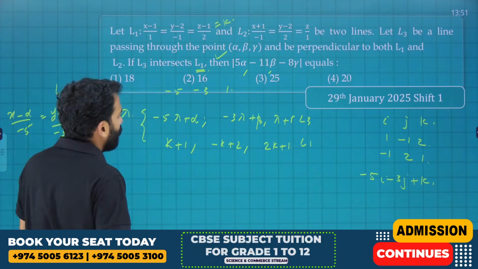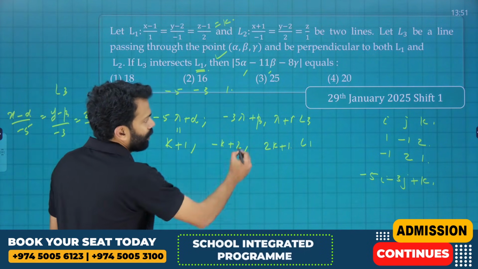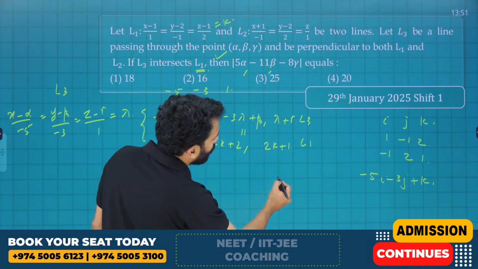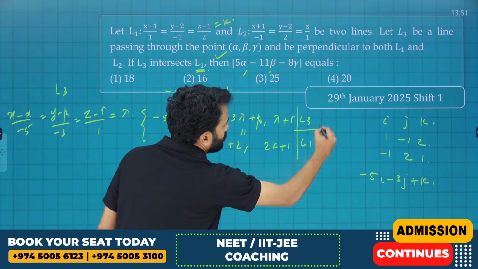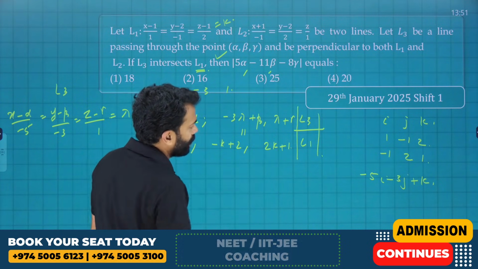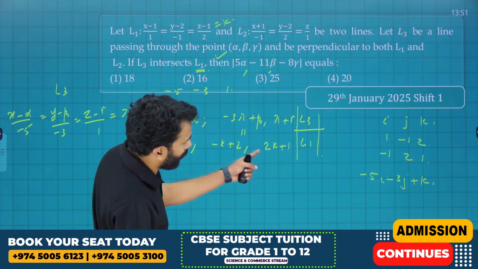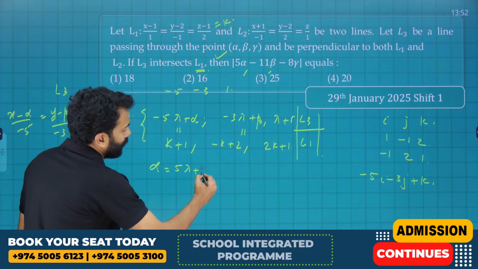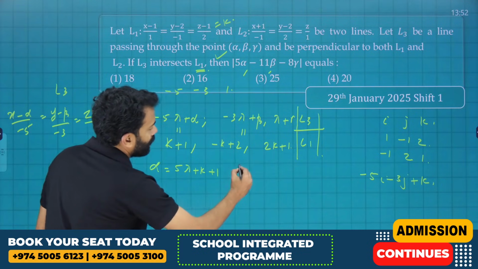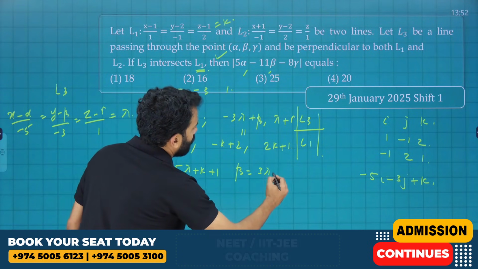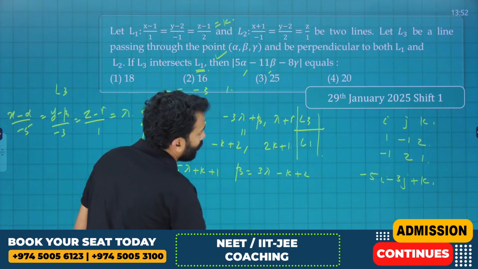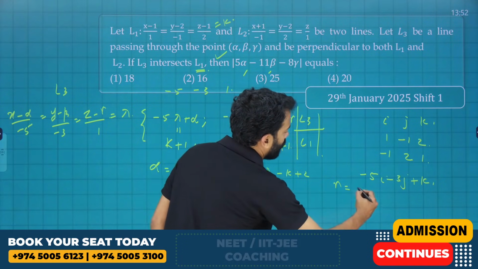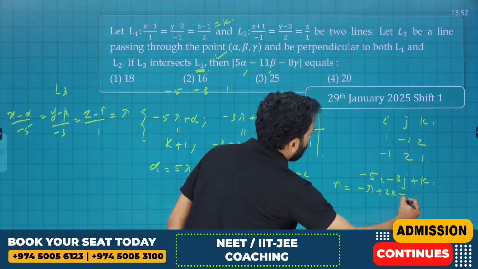It will be minus 5 lambda plus alpha is equal to k plus 1, and minus 3 lambda plus beta is equal to minus k plus 2, and this is L3 and L1. And lambda plus gamma is equal to 2k plus 1. So what is alpha here? Alpha is 5 lambda plus k plus 1. And what about beta? Beta is equal to 3 lambda minus k plus 2. And what about gamma here? Gamma is equal to minus lambda plus 2k plus 1.